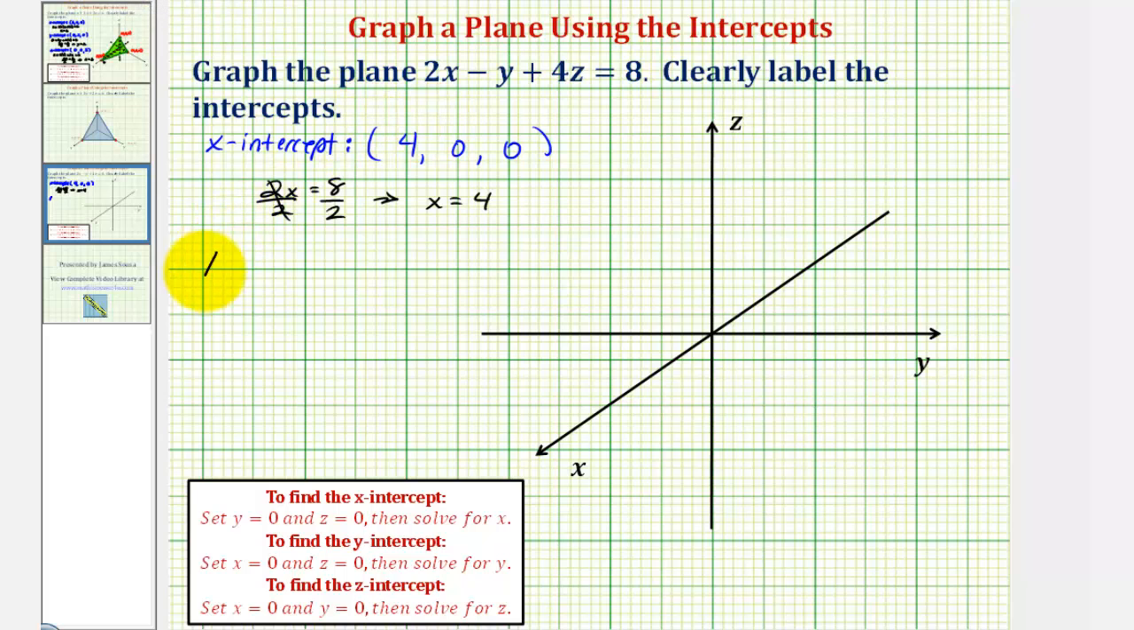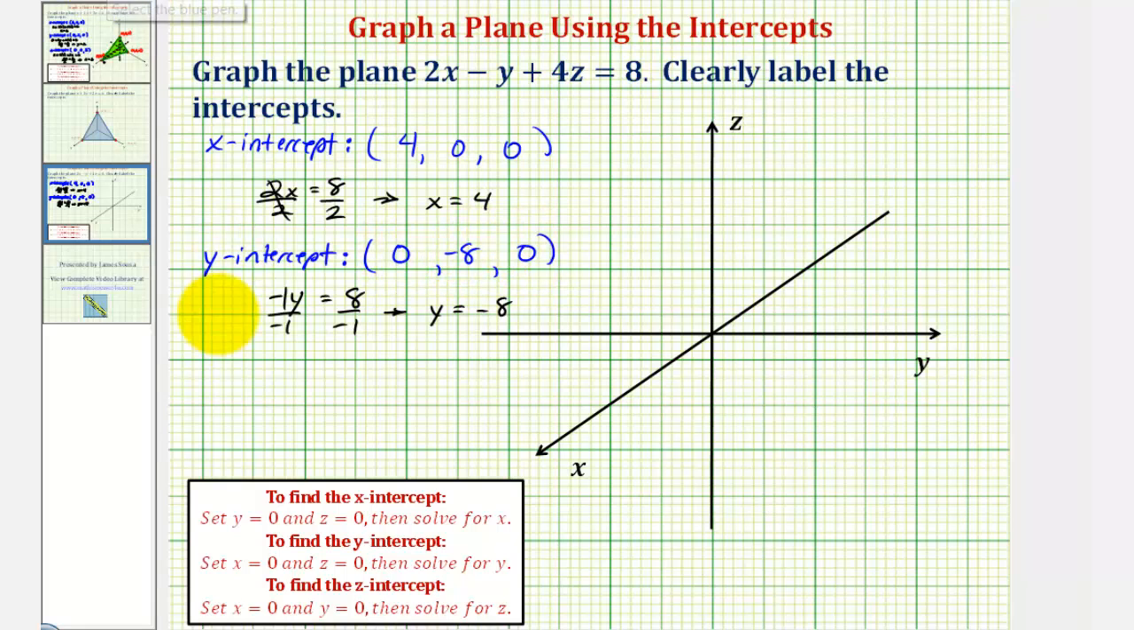And now to find the y-intercept, we'll set x and z equal to 0 and solve for y. So looking at the equation, if both x and z are equal to 0, we would just have the equation negative y equals 8. If it's helpful, we can think of this as negative 1y. So to solve for y, we would divide both sides by negative 1, and therefore we have y equals negative 8. So the y-intercept is the point (0, -8, 0).